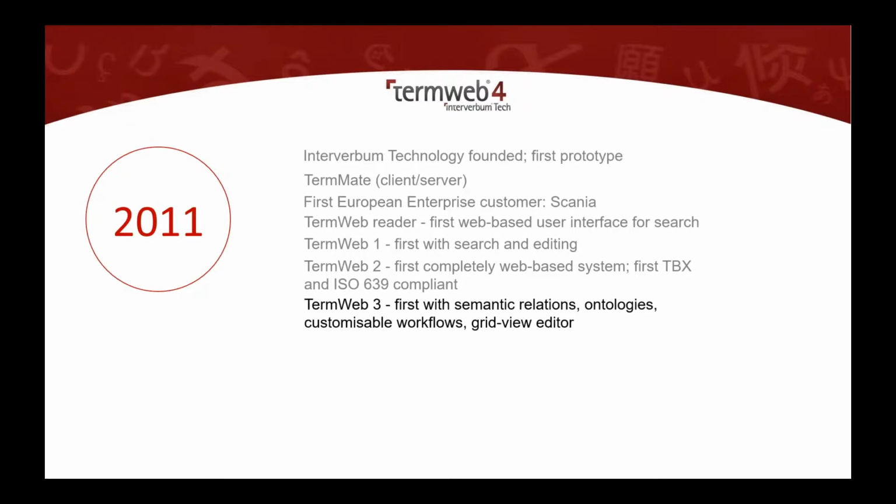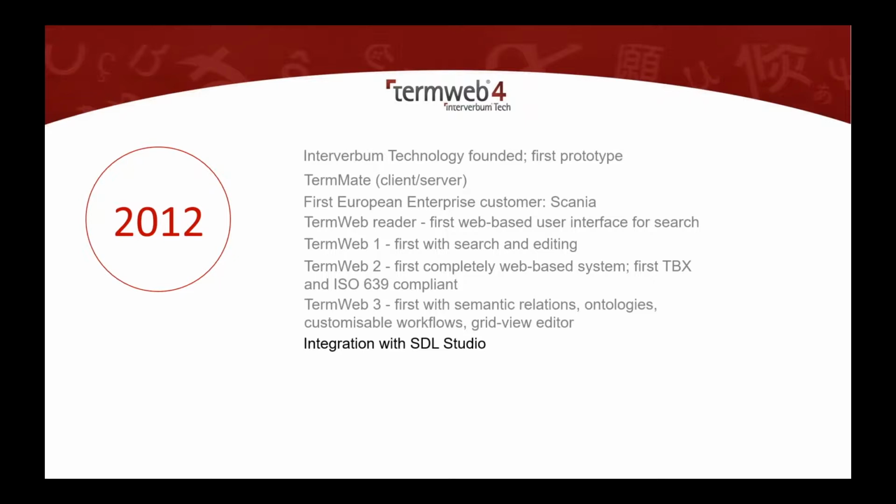And then we have 2011. Of course, some stuff has been happening between then. It was the release of TermWeb 3, the first with semantic relations, ontologies, customizable workflows, and the first version of the grid view editor, which was the first attempt at creating an Excel-like environment within a terminology management solution in order to allow users to edit and manage many terms at the same time, many entries, not just one by one, but many at the same time.